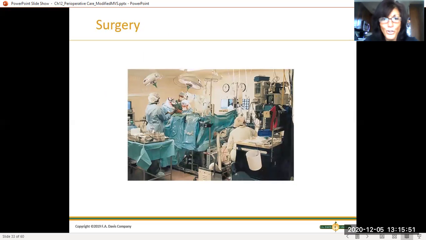Here's another picture of surgery. They're all in the surgical suite, working very diligently. This is the anesthesiologist. The anesthesiologist is always seated with general anesthesia at the head of the bed, right? He or she is making sure that the vital signs are stable and anesthesia is slow and steady, so the patient is kept sedated during the whole procedure.